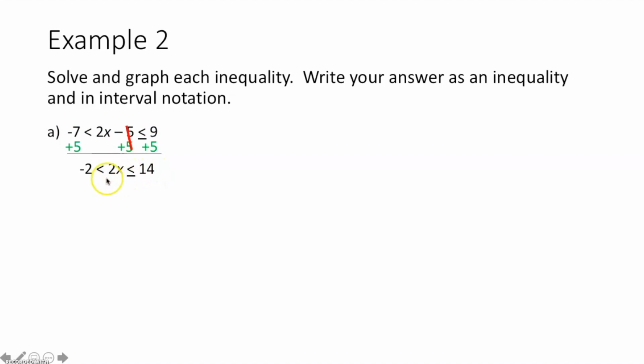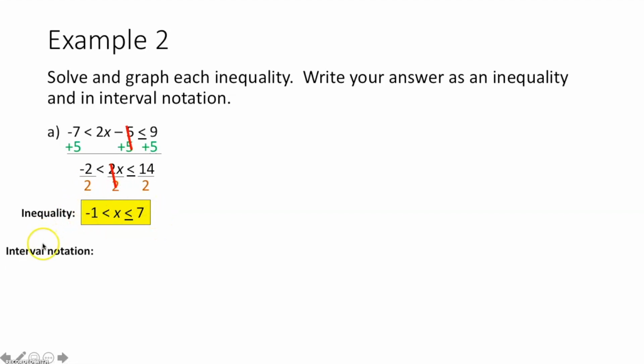Now again, I'm trying to get x by itself in here. So this is 2 times x. How do I get rid of the 2? I do the opposite, the inverse. I divide by 2. And if I divide by 2 here, I have to do it here and here as well. That way these cancel out, and negative 2 divided by 2 gives you negative 1. 14 divided by 2 gives you 7, and I'm done.